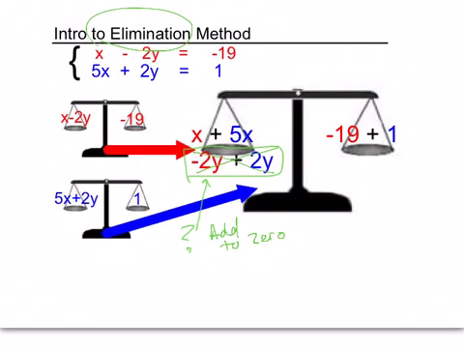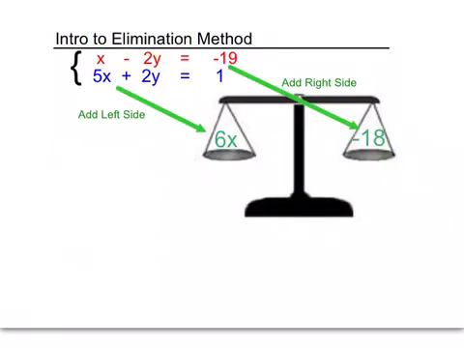Now on the top, we have 6x, and on the right side, we have negative 18. So let's go to the next slide where that's all laid out. There it is. The 6x and the negative 18 is the same thing as writing 6x equals negative 18. Divide both sides by 6, just like solving an equation, because the y has been eliminated, and you get x equals 3.